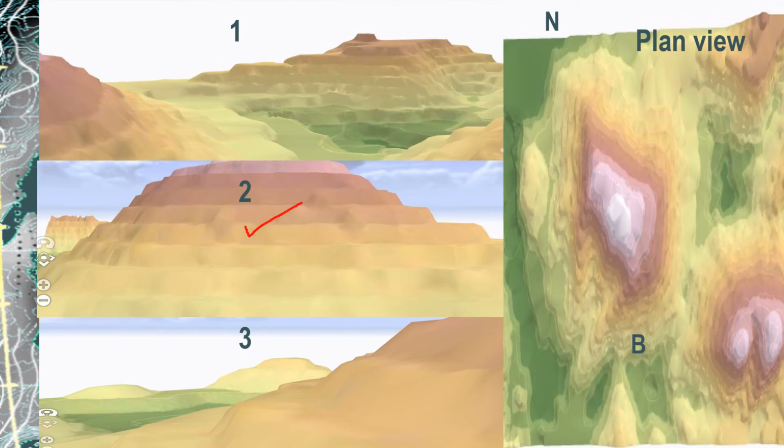The correct answer is number 2. North is shown on that view. This is what the perspective would be from 2 dimensions. Number 1 has you facing south, and number 3 has you facing west.